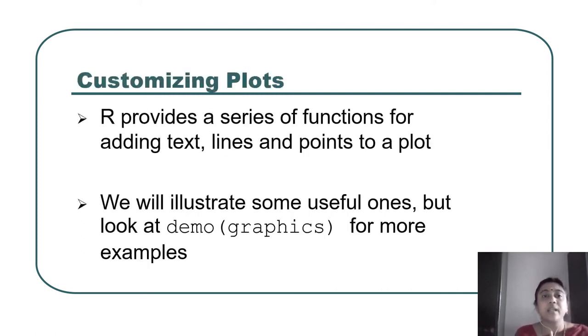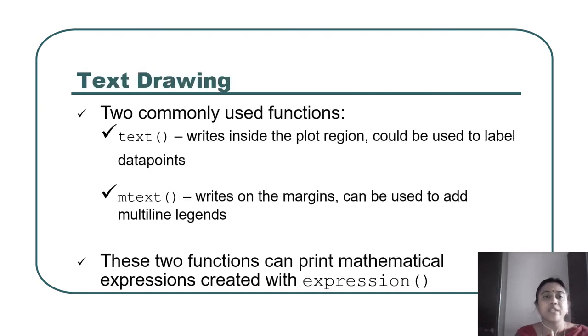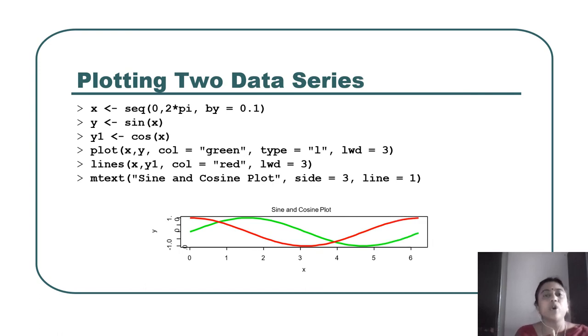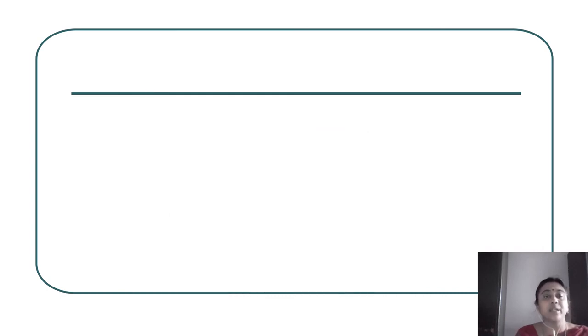Next, let us consider customizing plots. Next, we can consider drawing on your plot. Here we use points(x, y) and lines(x, y). For freehand drawing we can use polygon and rectangle. And next, how to draw text. Two commonly used functions are text and mtext. These two functions can print mathematical expressions created with expression. Next, let us consider how we can plot two data series, and next we consider adding a label inside the plot, how we can draw. This is a diagram representation.